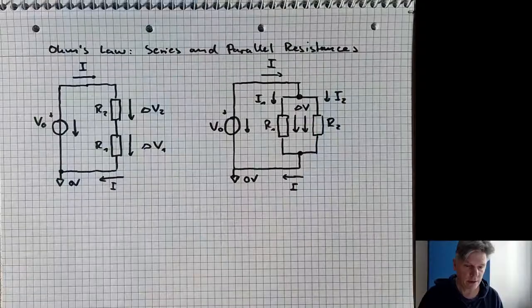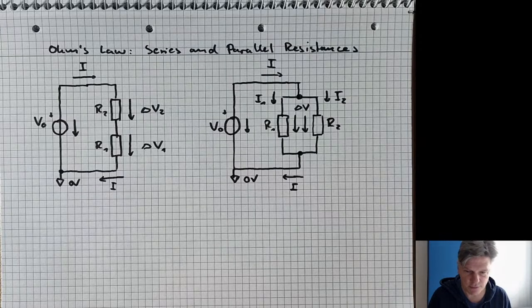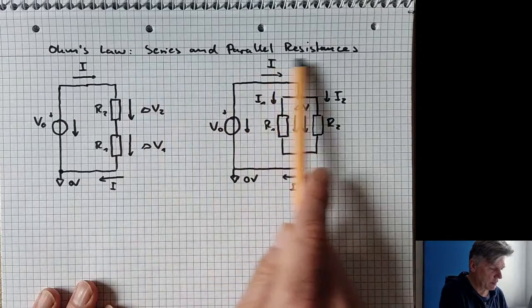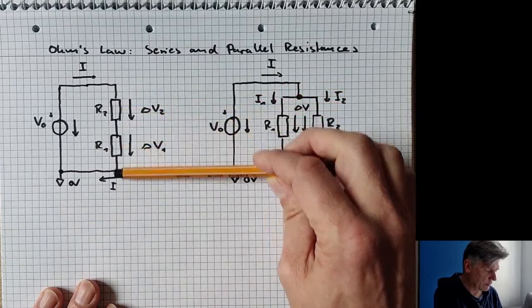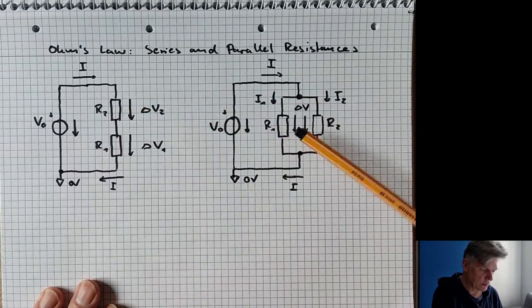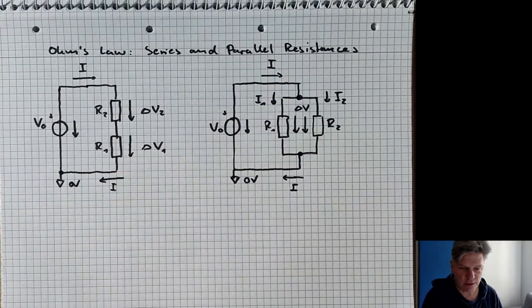In this video I'm going to explain simple resistive networks, that is series resistances and parallel resistances. And we derive these fundamental principles of series and parallel resistances, so two resistors in series and two resistors in parallel. We derive the equations from Ohm's law.